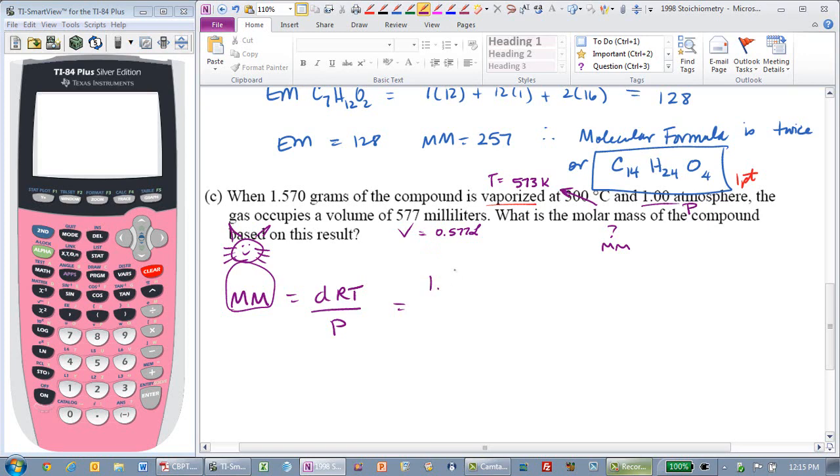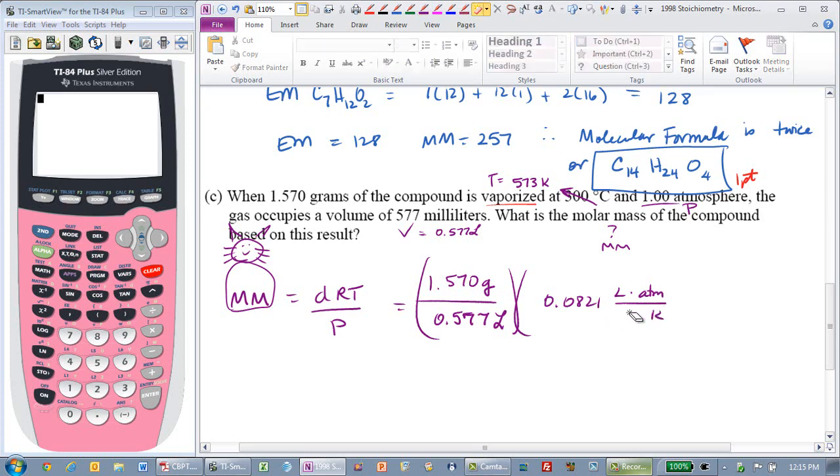I know, quit laughing. 1.570 was my number of grams. 0.577 liters. Why again did I change it to liters? Because I've got to multiply that by R, which is 0.0821 liter atmosphere per mole Kelvin. And then what is the T? It must be in kelvins to make all this canceling work. 573 Kelvin. Kelvin, Kelvin. Liter, liter.